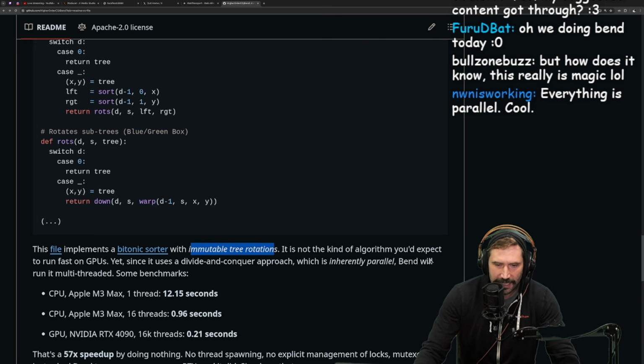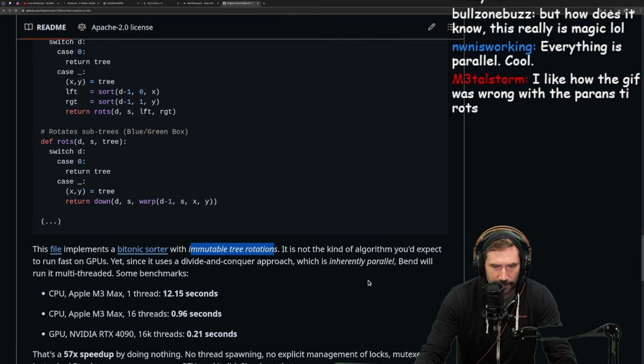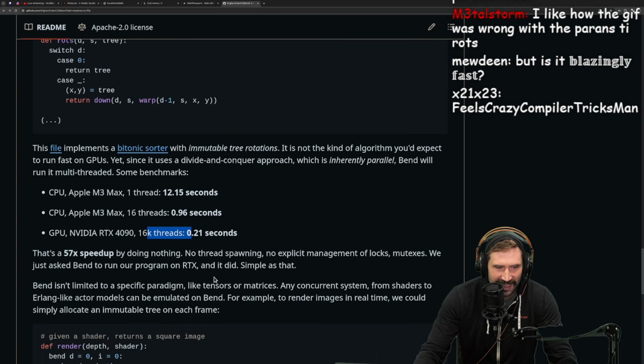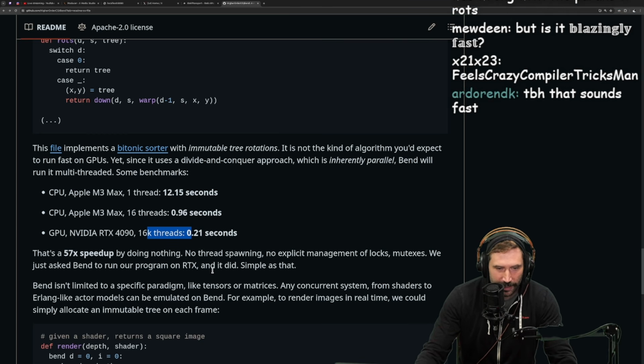It is not the kind of algorithm you'd expect to run fast on GPUs, yet since it uses a divide and conquer approach, which is inherently parallel, Bend will run it multi-threaded. So the benchmarks, 16,000 threads. Oh my goodness, that's just mind-boggling. That's a 57x speed up doing nothing. No thread spawning, no explicit management of locks, mutices.